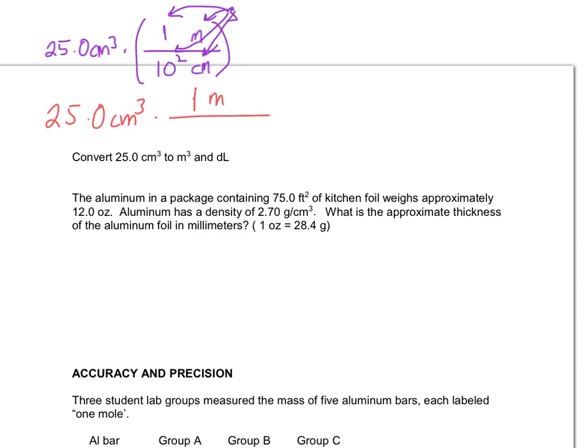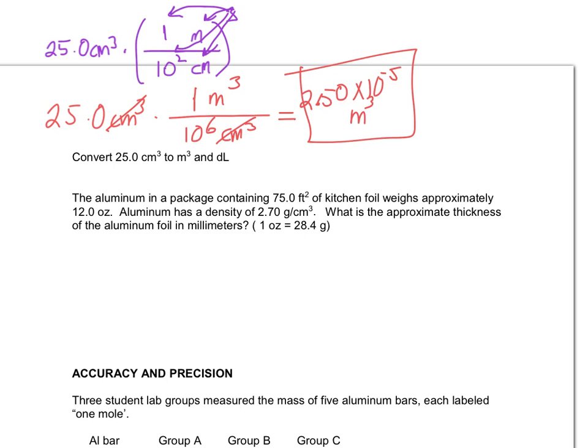Meter cubed would just be meter cubed. 10 squared cubed would be 10 to the 6th. And then centimeter cubed. And so my centimeters cubed cancel. I end up with meters cubed. So you take that number divided by 10 to the 6th. So that gives you 2.50 times 10 to the negative 5th meters cubed.